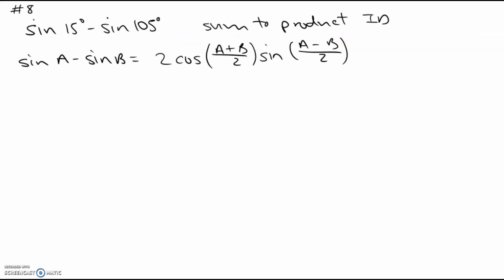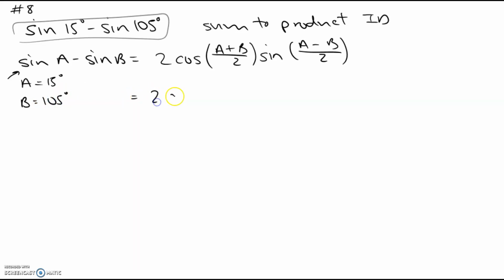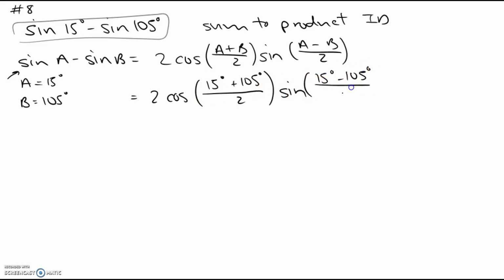Okay, number 8 is asking us to use a sum to product identity given this information right here. So here's the formula for a sum to product identity with a sine minus a sine. Our A is going to be 15 degrees and our B is going to be 105 degrees. So this will be 2 times cosine of (15 plus 105) over 2 times sine of (15 minus 105) over 2.